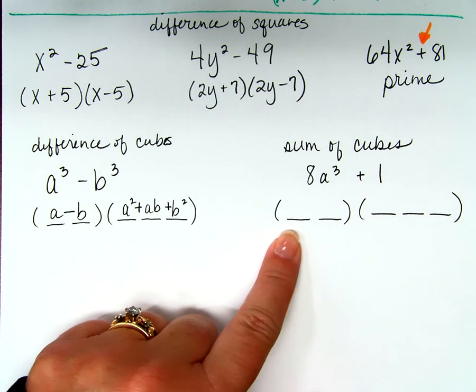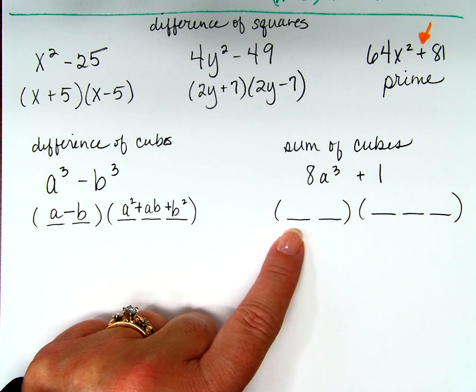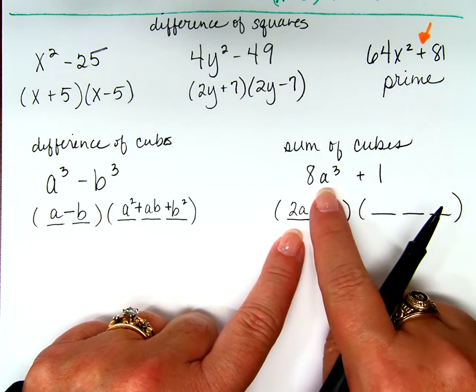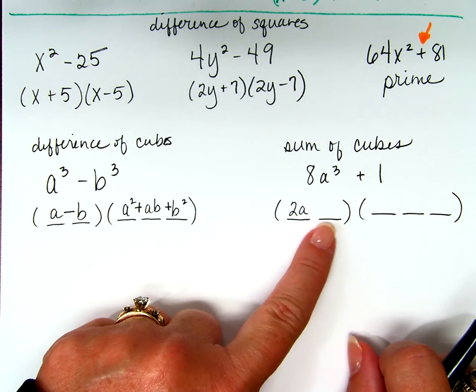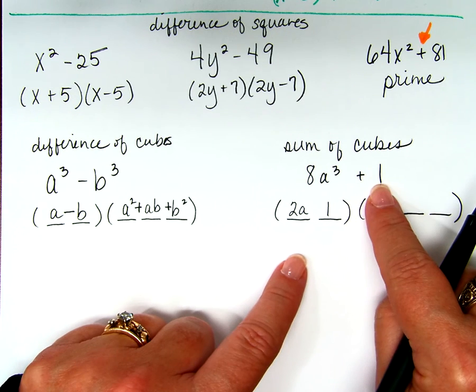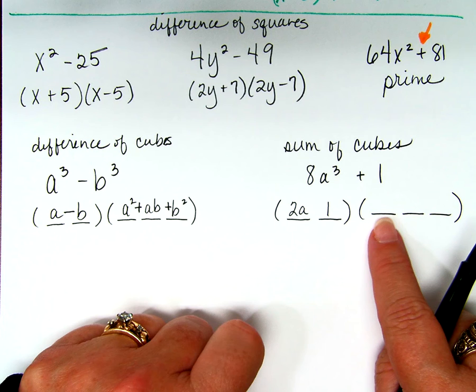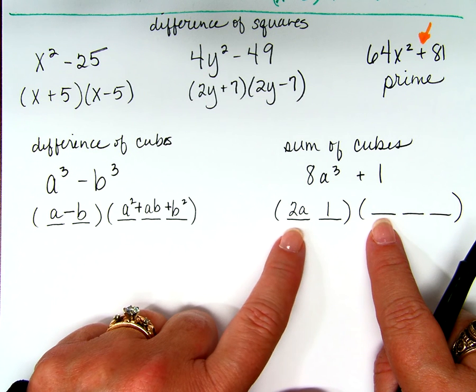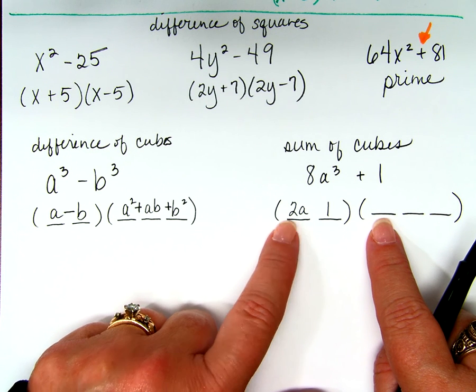What goes in the beginning of the binomial? 2a, right? It's a cube root of whatever was there. What goes in at the back of the binomial? 1, because it's a cube root of that, right? So what goes at the beginning of the trinomial? Square that. Like square the whole thing.